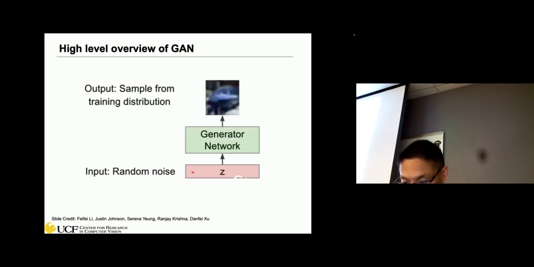So basically, we have a generator network. We'll have an input, which is random noise. We're always starting from some random noise, following a Gaussian distribution. Once this generator network is trained, it will generate a high quality image that fits a similar distribution as your training data. So we have some real training data to train the model.